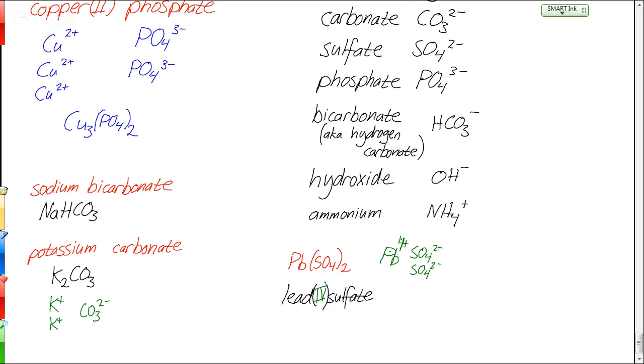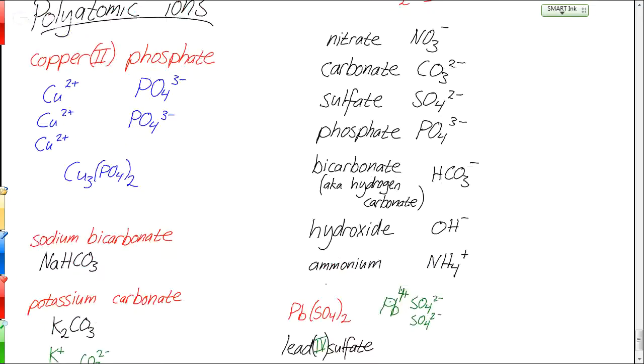So the naming part doesn't change just because we have a polyatomic ion. The technique is the same. The balancing the charges out is the same. All that's the same thing we did on Monday. But in order to do it properly, we have to make sure to know all of these names and charges.